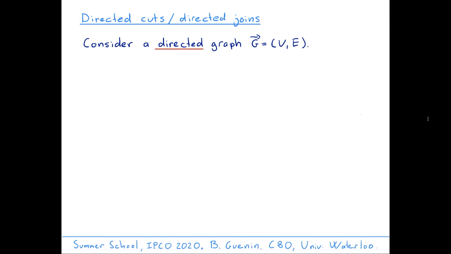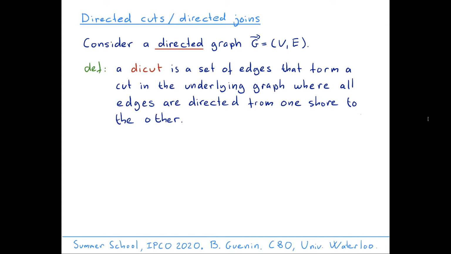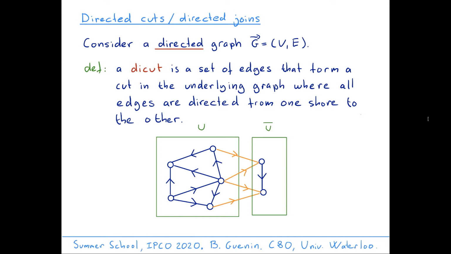Another very important class of Mengerian clutters arises from directed graphs. So a graph is directed if you just add direction to the edges of a non-directed graph. The first notion we'll need is that of a dicut. This is short for directed cut. And what is a dicut? Well, you take a cut in the underlying graph where all the edges are directed from one shore to the other shore. So here's a little example. We're looking at the cut where we look at all the edges going between U and U bar, and all the edges are going in the same way.